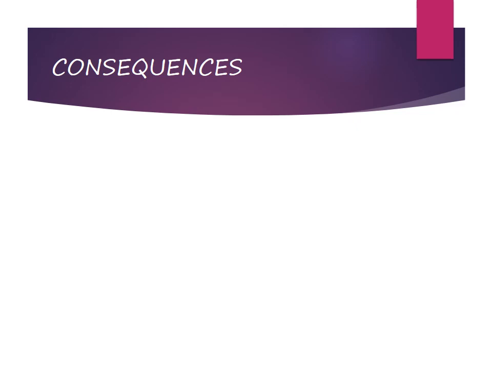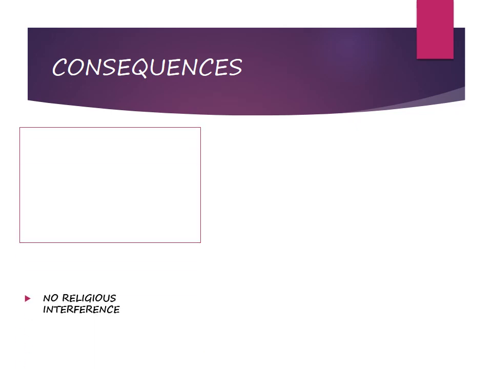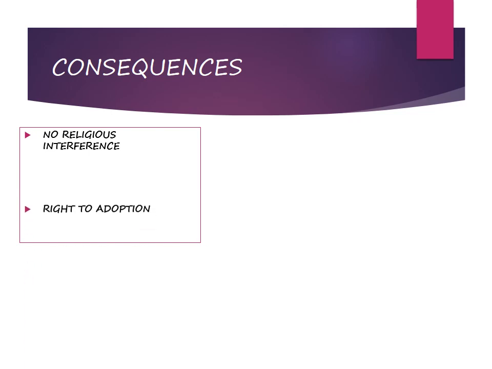Consequences. There was no religious interference. The right to adoption was acknowledged. The British realized the importance of princely states, thus, the right of adoption was acknowledged. There was a transfer of power.